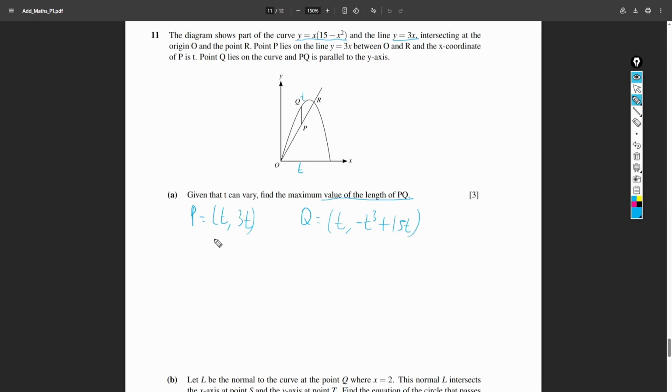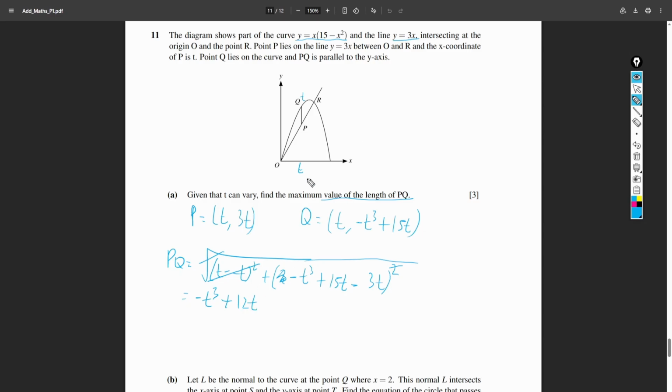Now the length of PQ, what do we do? We use the distance formula: the square root of t minus t, all squared, plus 3t minus (minus t cubed plus 15t), all squared. The t minus t is 0, and the square root and the square cancel each other, so we are left with only this. This simplifies to minus t cubed plus 12t.